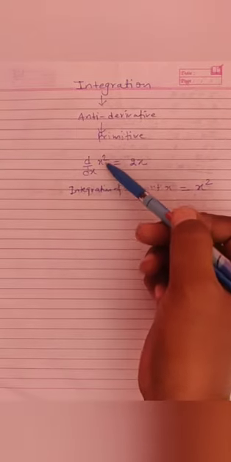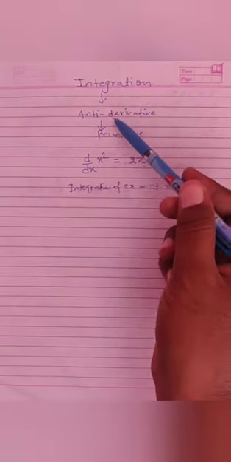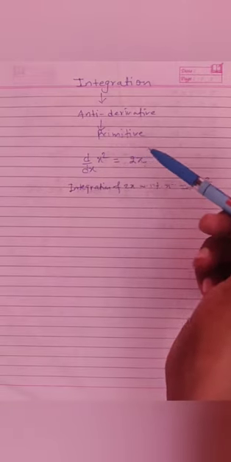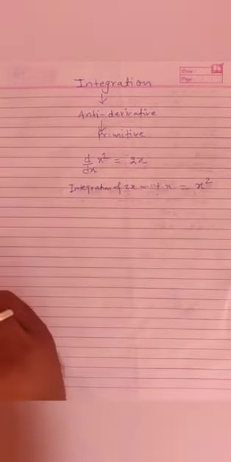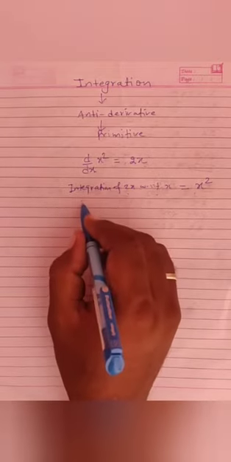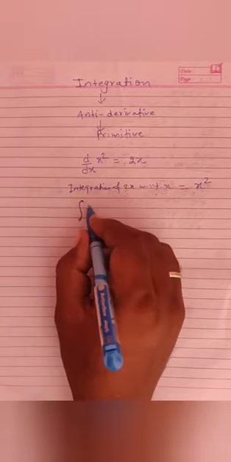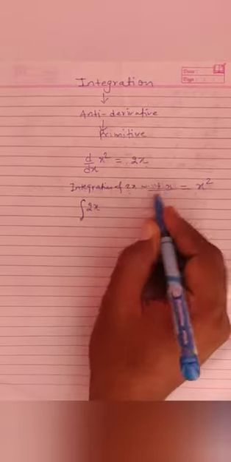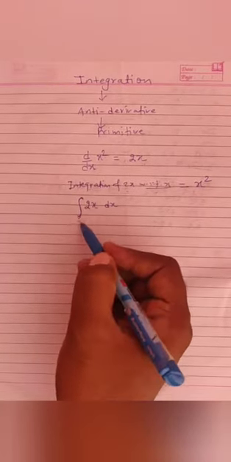Here dy by dx means the derivative of x square with respect to x, which is 2x. Now by definition integration is anti-differentiation or antiderivative, or it is also known as primitive. So integration of 2x with respect to x is x square. In symbolic notation it is represented with the integration sign, integration of 2x, and with respect to x we write dx. Dx indicates with respect to x. So integration of 2x dx is x square.